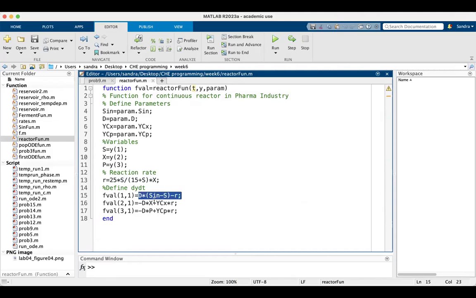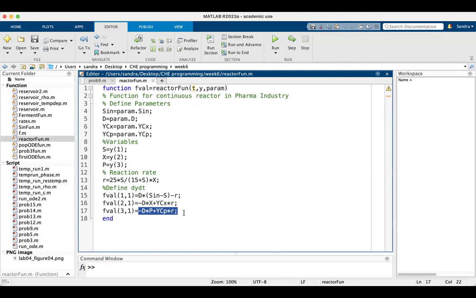Now we have to write three equations, the ODE equations. Earlier you just had one output, right? Here also you'll have only one output, but it will be a column output. The first row will be the first equation, the second row will be the second equation, and the third row will be the third equation. So everything is a single column. This is the syntax you have to use when you have multiple ODEs.